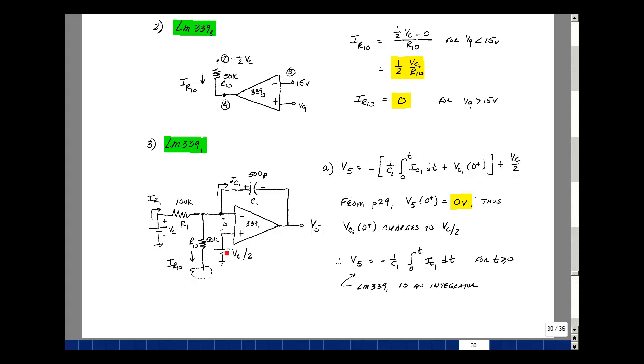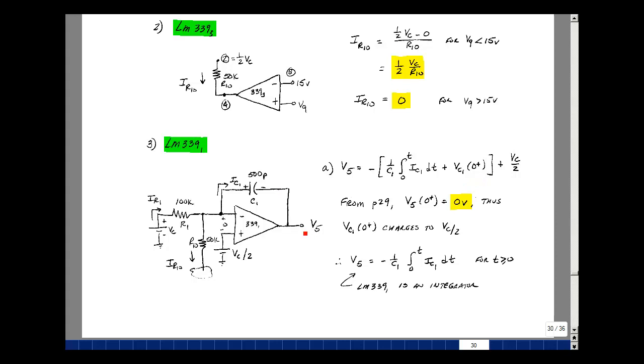And we'll talk about how we're going to do that with the 339 comparator a little bit later in the lecture. So our integrator is going to take the integral of the current in the capacitor. So it's going to be 1 over C, integral of I sub C1 dt, plus whatever initial condition we have.